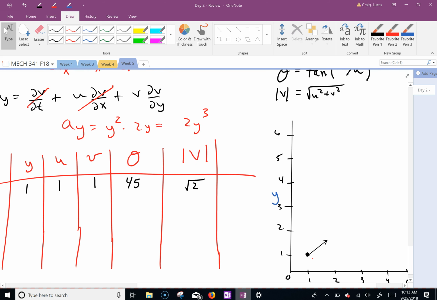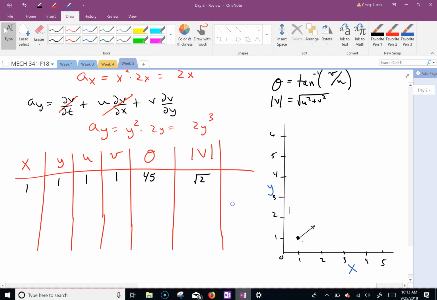What would I pick? Let's pick 4 for X and 1 for Y. So what's U? 16. And V is 1. The angle is actually 3.58. And we get radical 17. So this one is over here to the right.